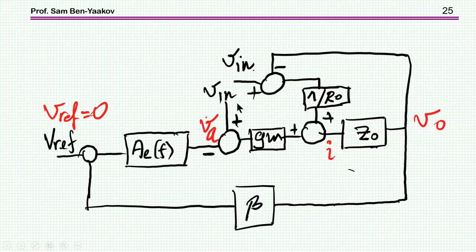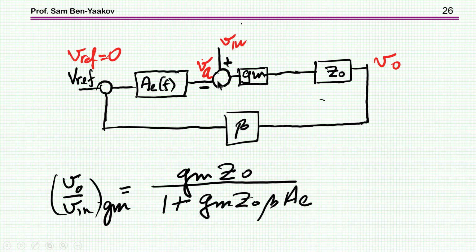So the first part will be assuming that this is 0 and I have only injection through here. So here it is. This is the injection through here, and this is the output. Now this is a regular feedback system, okay? So the gain or transfer function between here and here is this times this, GM times Z out, divided by 1 plus the loop gain. This is now the loop gain here, GM, Z out, beta A. Very simple. I got it almost immediately. So this is the transfer here.